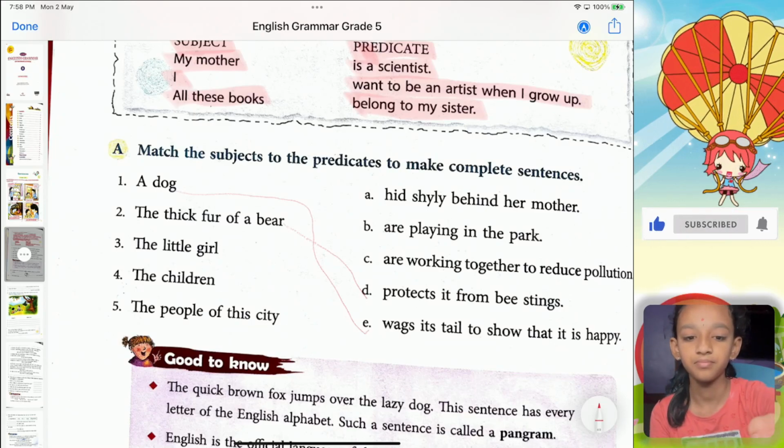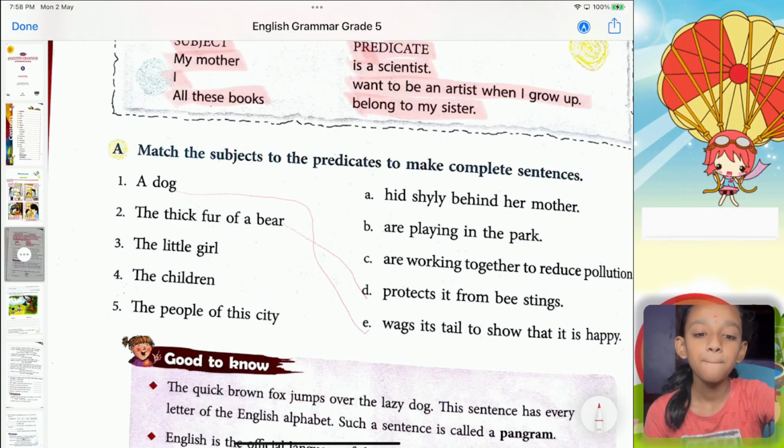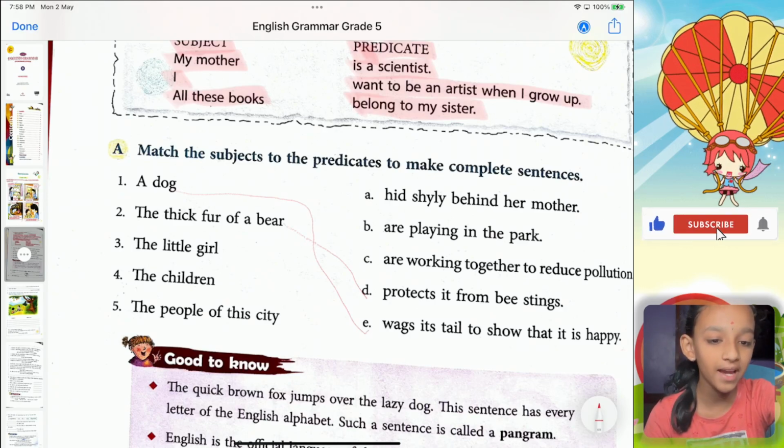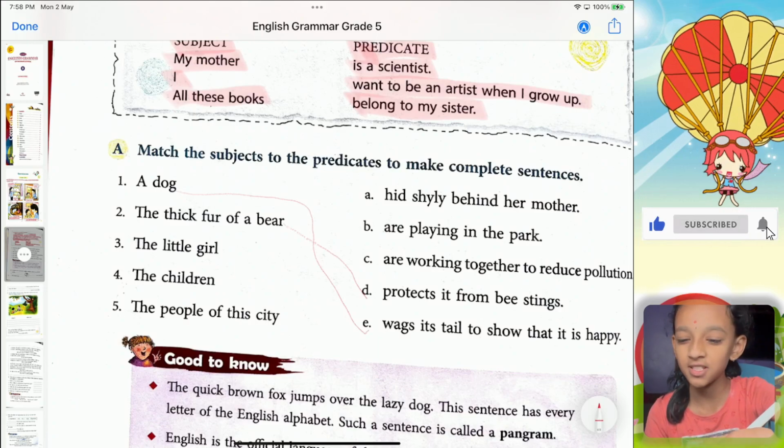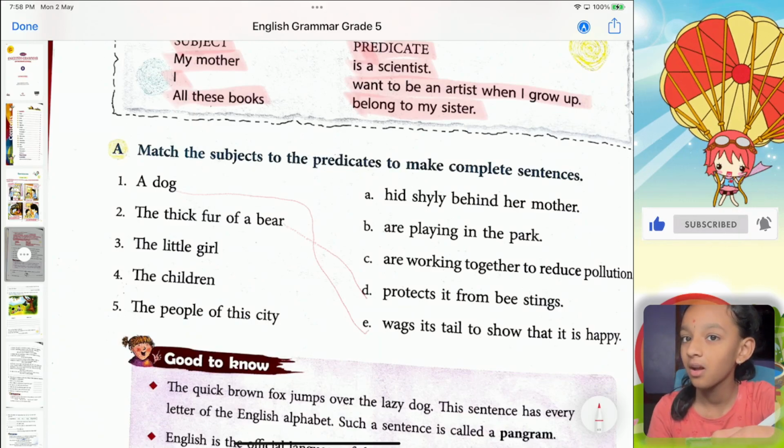The little girl is a subject, so what would be the predicate? Hid shyly behind her. Shyly. What's the meaning of shyly? Being shy.